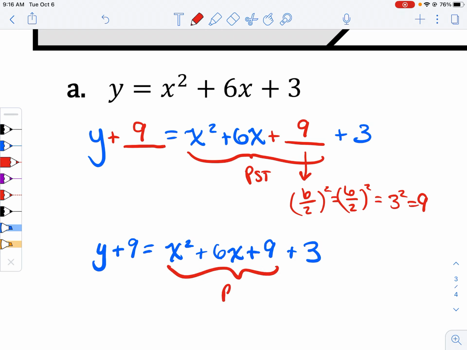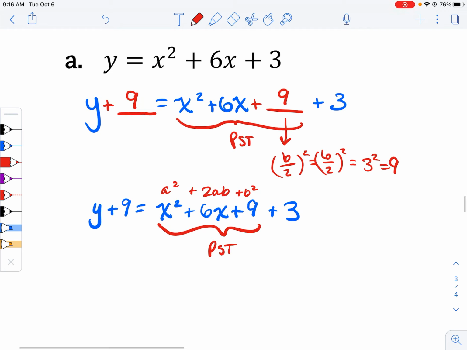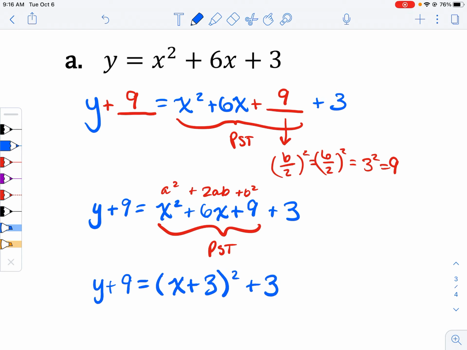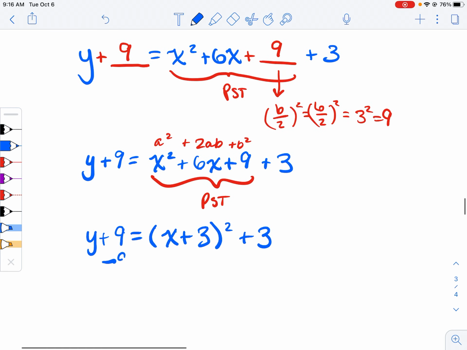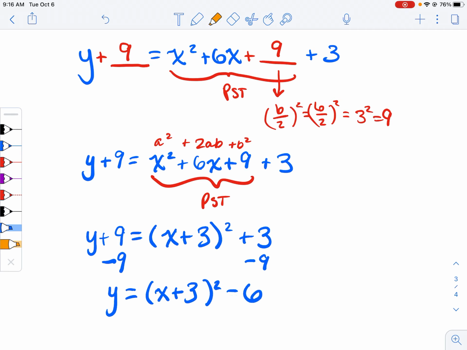This is my perfect square trinomial in the form a squared plus 2ab plus b squared, where my a is x and my b is 3. So this will factor to be y plus 9 equals (x plus 3) squared plus 3. Now, unlike example 3, we're not solving for x. All I want to do is have this set equal to y. So I'm going to subtract 9. So I have y equals (x plus 3) squared minus 6. All right, so now we went from standard form to vertex form.